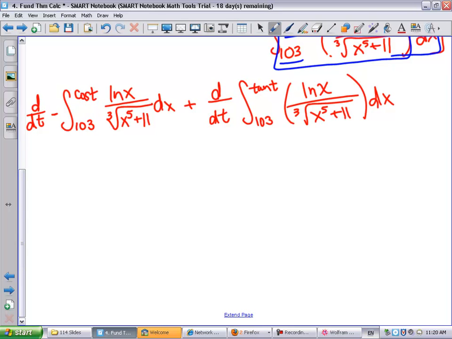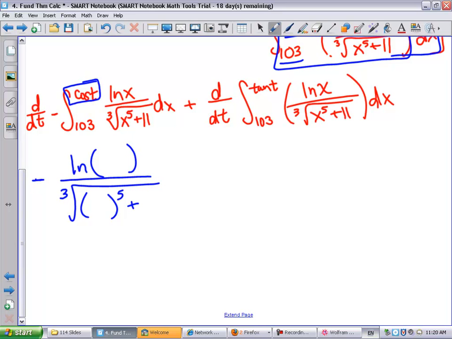So if we want to take the derivative of the integral from 103 to cosine of this mess, we're using the chain rule. Right? Instead of cosine, we're thinking about having a t there. So if we had a t there, we would have just natural log of t over the cubed root of t to the fifth plus 11. But we don't actually have a t, we have a cosine. So the chain rule says we're going to plug in the cosine of t and follow with the derivative of cosine, which is negative sine of t.